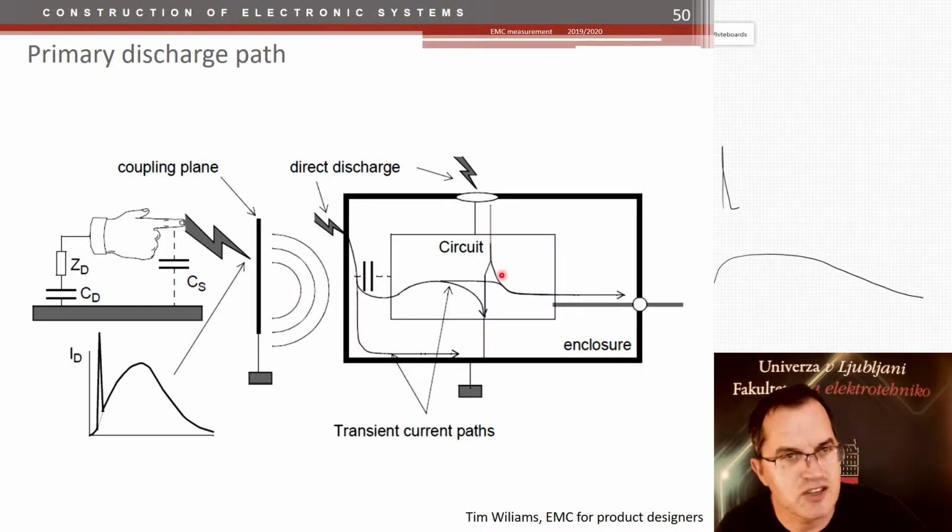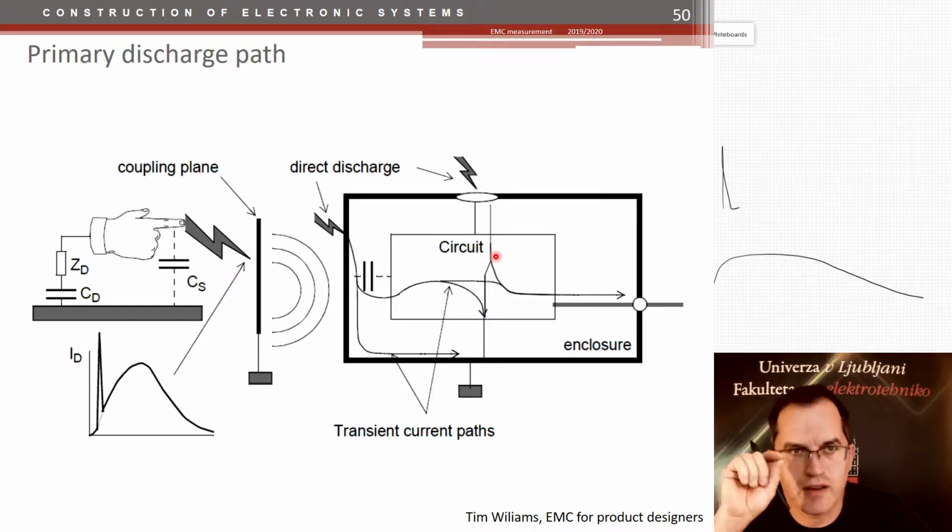But you can also get discharged directly into the circuit. For example, if you discharge into a connector, or you can discharge into a display, and if the display has very thin foil on top, the spark can jump over to the display circuit itself, and that's quite often.